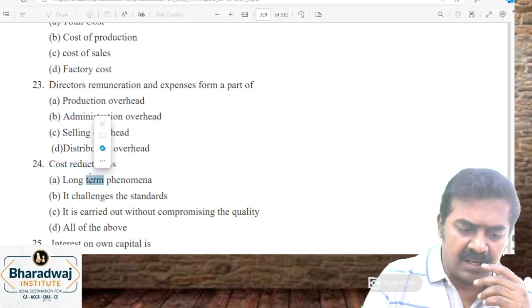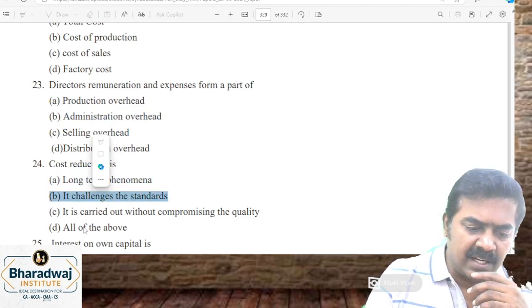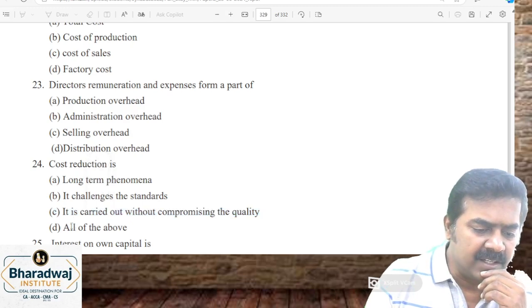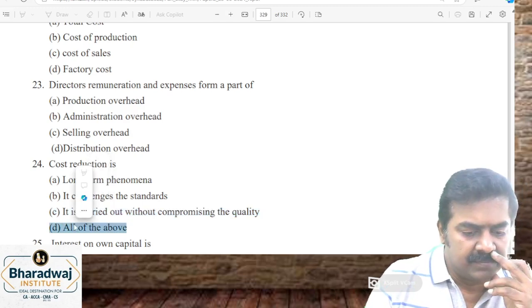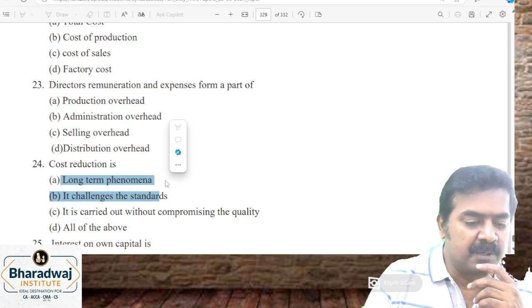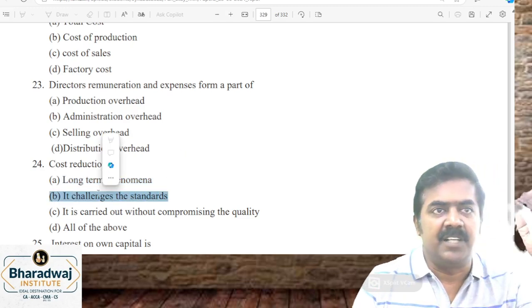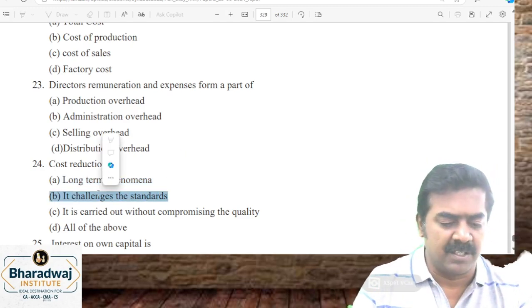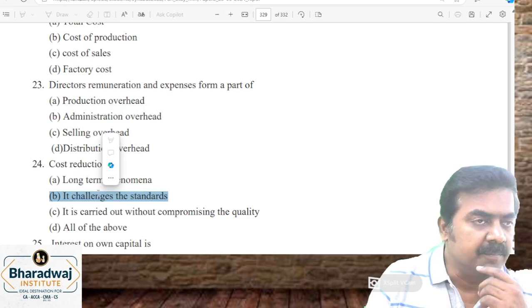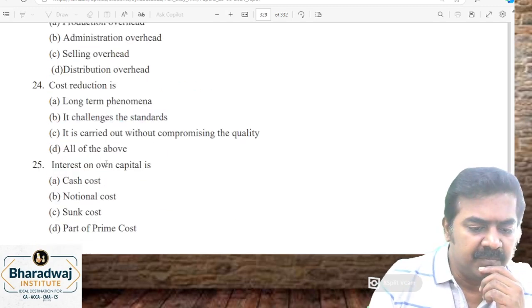Cost reduction is a long-term one. It challenges the standards. It is carried out without compromising the quality. Answer is all the above. Cost reduction can be achieved in the long term. Standards are already fixed, but we will change them because we are going to reduce the cost. It is carried out without compromising quality.